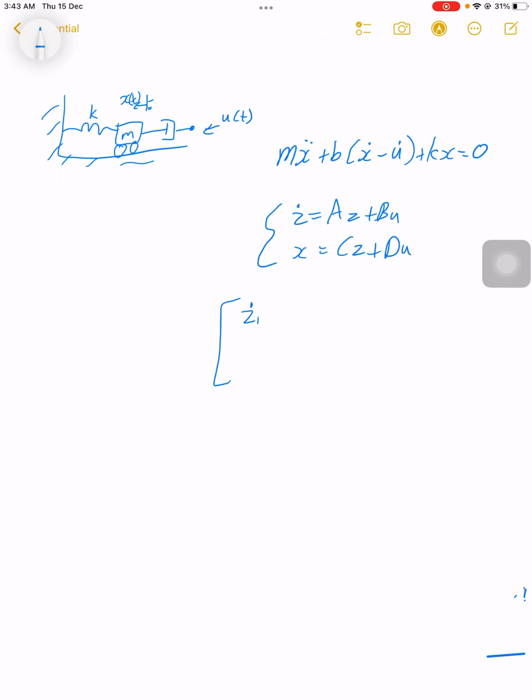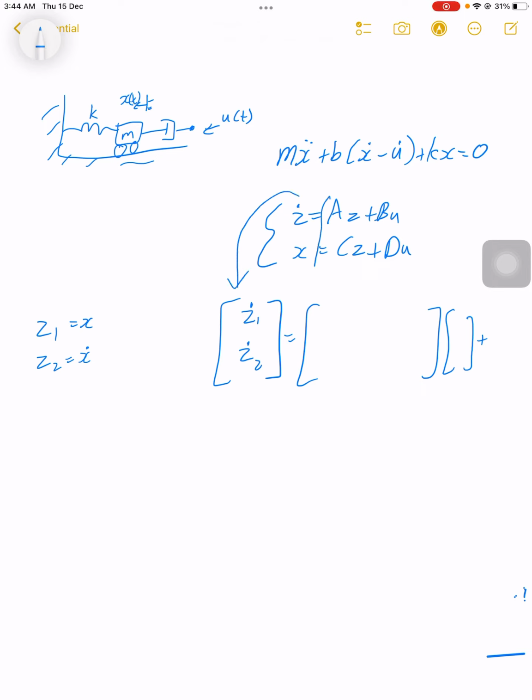Remember how you start with z1 dot, z2 dot, and we label them here. z1 equals x, z2 equals x dot. We just have one mass, so we're gonna have two state space variables. And this is equal to, so this is the z dot matrix, and then A, z1, z2, plus this is B, and here outside we have u. So all of this just follows the template that's given to you over here.